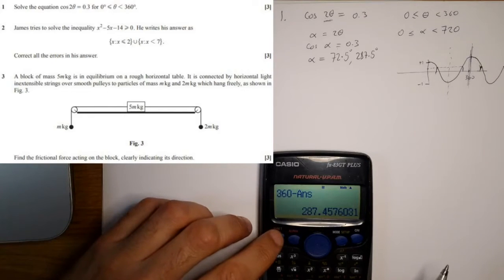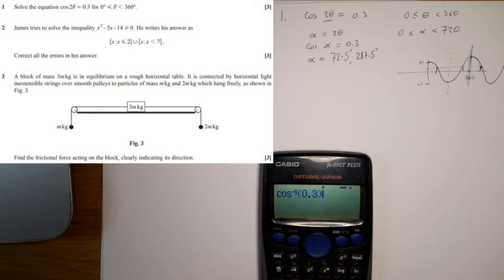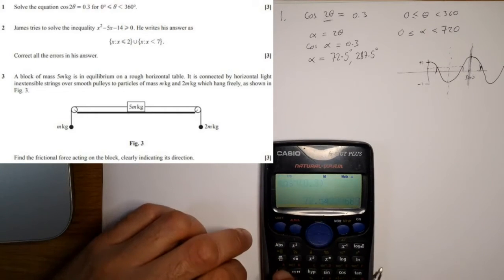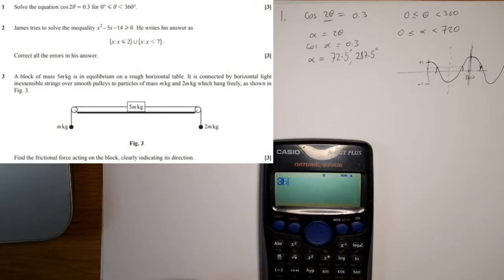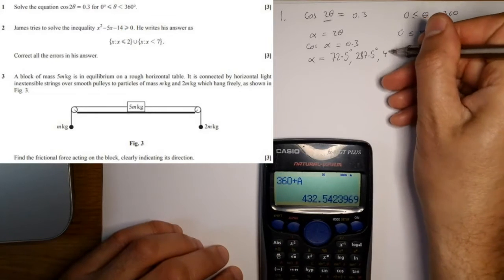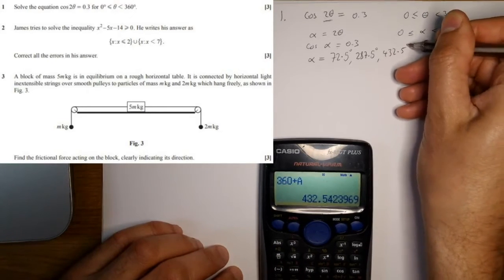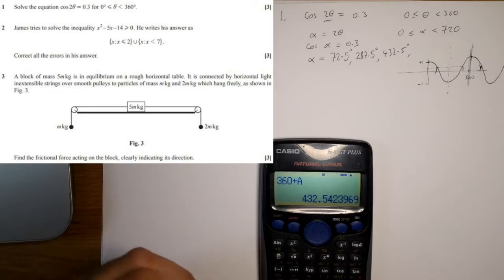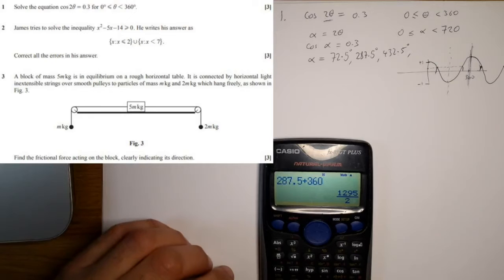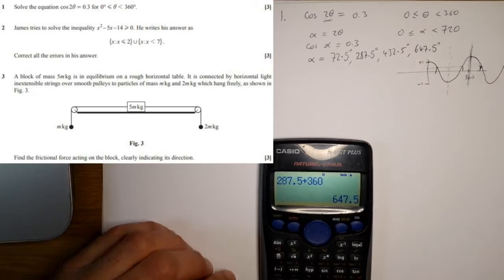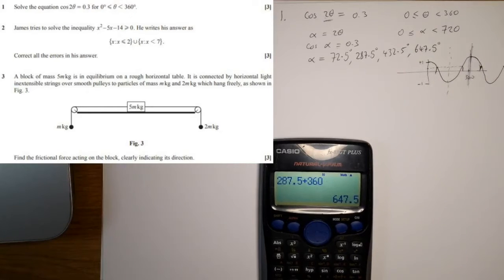Now I should have stored 72.5 in the memory, shouldn't I? So I'm going to call it back up. There it is. Probably always a good idea to store it. I've stored it in A. Now I'm going to do 360 plus A, 432.5. Okay, and then I need this number plus 360 degrees. Well, to be fair, it's not going to round any differently, so I could just type this one in this time, right? And there we go. Okay, so those are the alpha values.